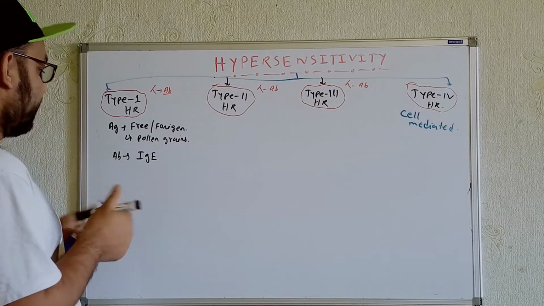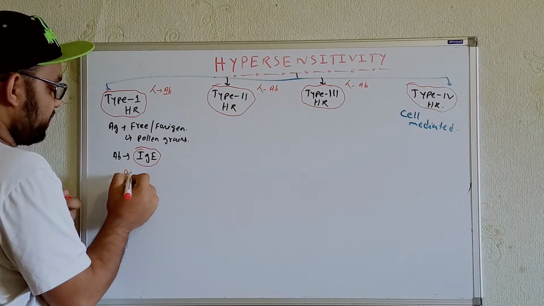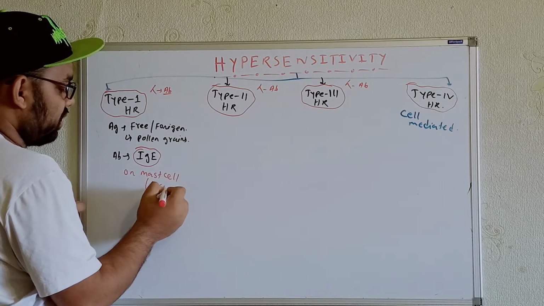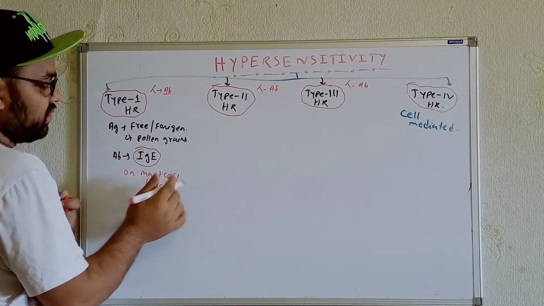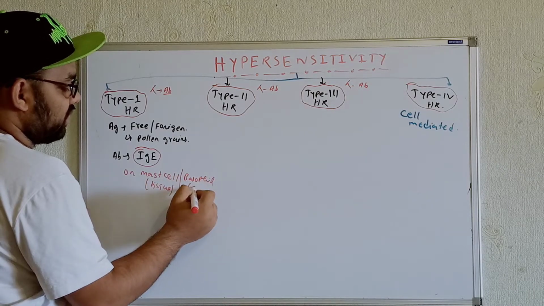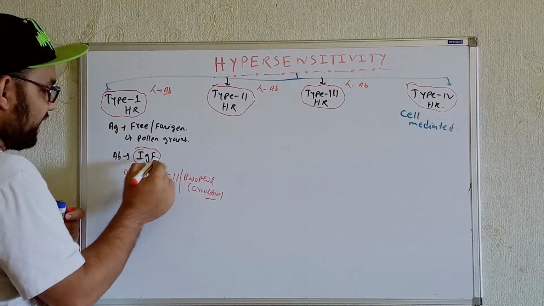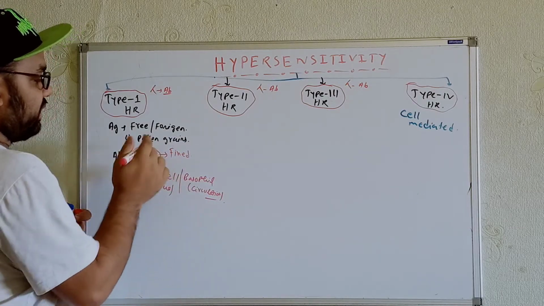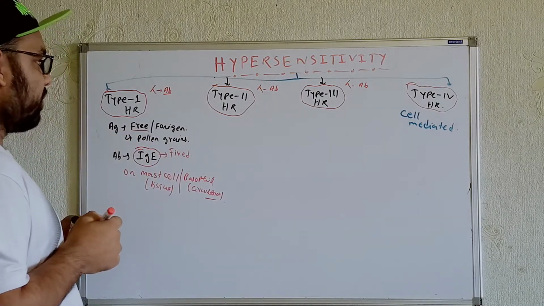Now, where can we find the antibody? This type of antibody is found on the mast cell, of course within the tissue. This IgE antibody will be seen on the surface of the mast cell in the tissues, and we can also see it on the basophil in the circulation. We have to know that in type 1 hypersensitivity these antibodies are fixed antibodies, and the antigens are free antigens.